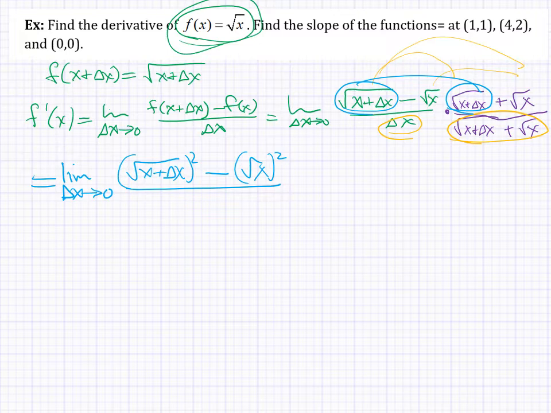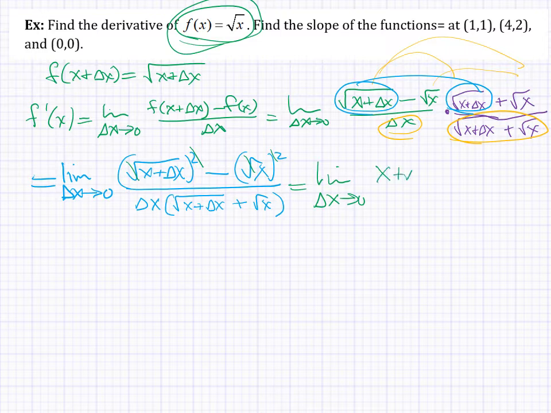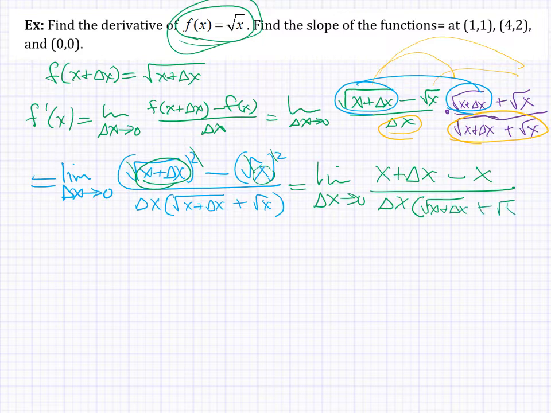The next thing we're going to do is have the delta x times this denominator, and I'm not even going to multiply this out, I'll just leave it as is: the square root of x plus delta x plus the square root of x. Now what happens here is that since this is squared, the square root and this square will cancel, same thing here and here, and what it's going to leave me with is the limit as delta x goes to 0 of x plus delta x minus x all over delta x times the square root of x plus delta x plus the square root of x. And seeing that we have an x and a minus x canceling, we're really just left with delta x in the numerator. But guess what? That delta x and this delta x can cancel also.